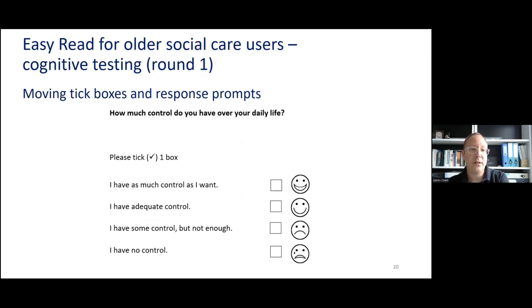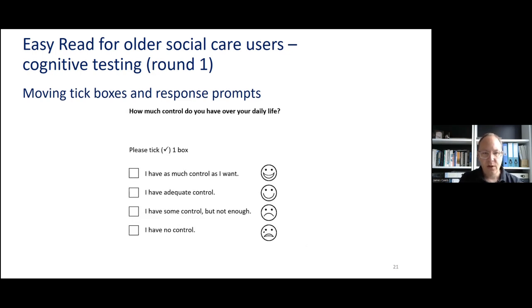Okay, so another thing was moving the tick boxes and the response props. You can have a look at the control question here for the version that we had to start with. You can see the tick boxes, emoji style faces at the end here. We had some difficulty and issues with read across and ticking the boxes for some individuals. And so that's now changed to a more standard format, and it's actually in line with the current adult social care survey. So they've moved to there, and these faces have moved a little closer for this particular example.